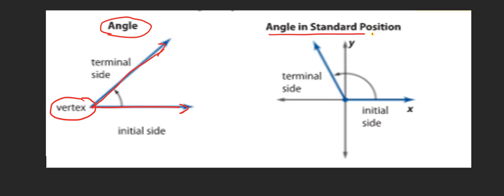Now there's the angle in standard position. When you have x and y axes, the initial side always lies on the positive x-axis. This is when an angle is in standard position. The terminal side could lie anywhere: first, second, third, fourth quadrant, or even on the y-axis or negative x-axis. It doesn't matter where the terminal side is, but the initial side has to be on the positive x-axis when the angle is in standard position.